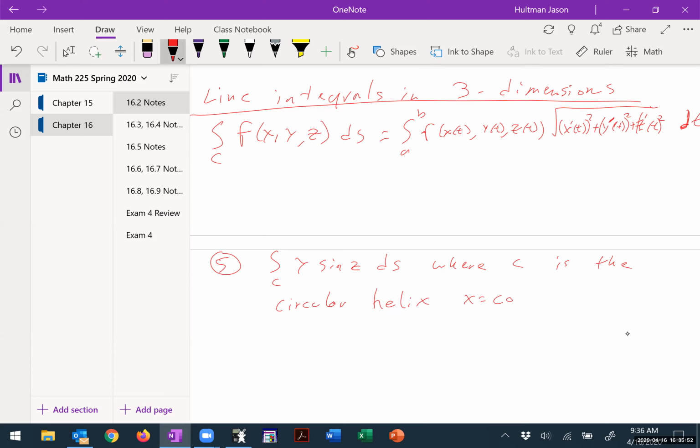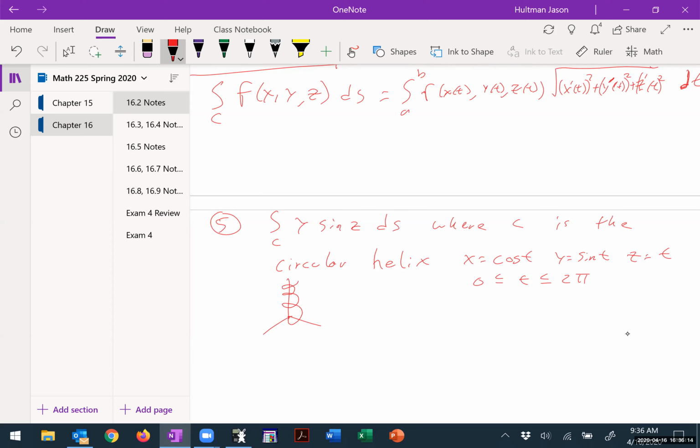So what does this thing look like? Just a rough sketch. Remember, this was the coil that went up, that helix, right? It looks like a spring. It's coiling up.